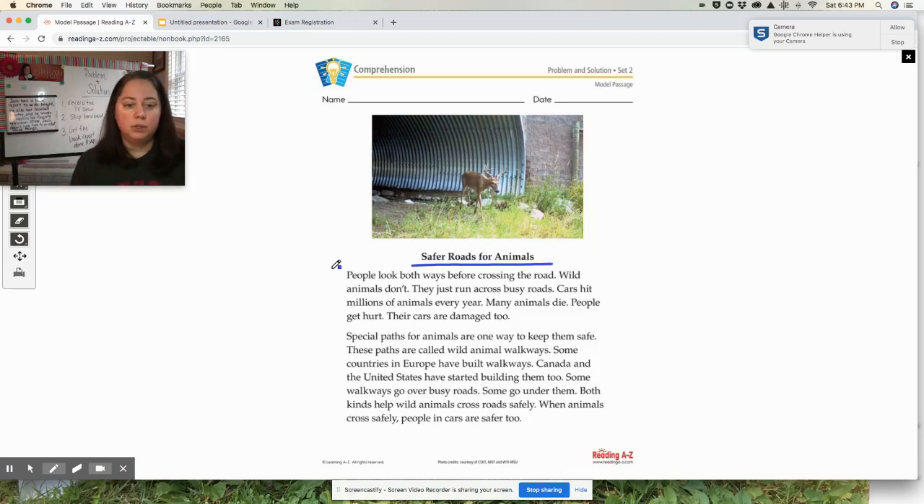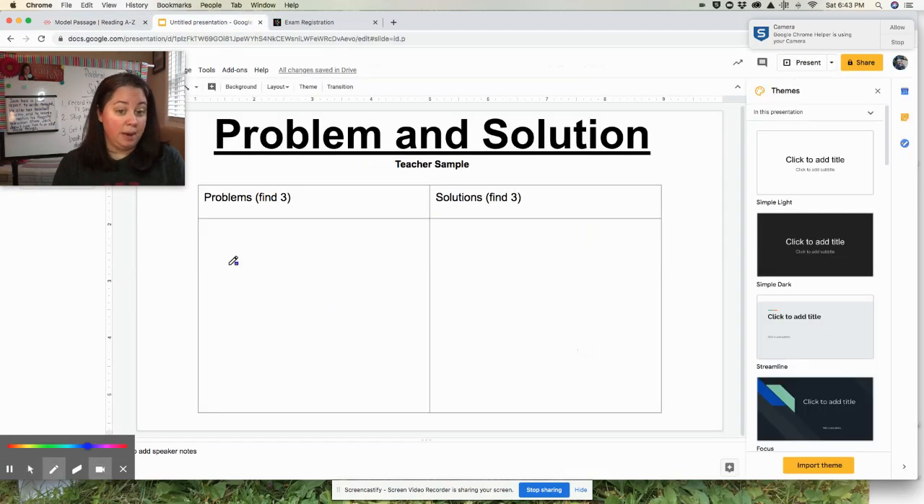So here is the first paragraph, and I think I have found some of the problems. So it says here, cars hit millions of animals every year. That's one problem. So if you go back here and let's choose this, I'm going to type. Can I type in here?